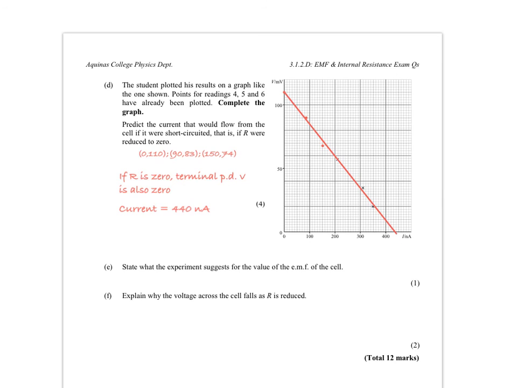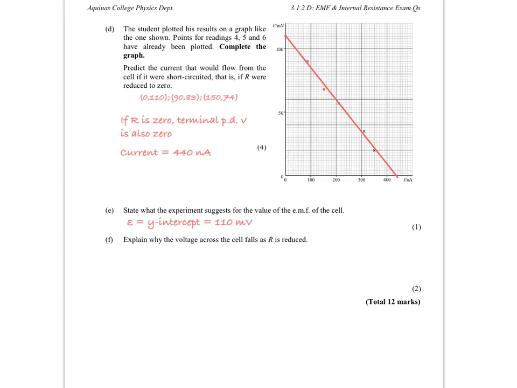We then need to say what the experiment suggests for the value of the EMF of the cell, where the EMF of the cell is simply our y-intercept, and our y-intercept is something along the lines of 110 millivolts. There is a little bit of margin of error for each of those answers, 440 and 110, depending on how you've drawn your line of best fit.